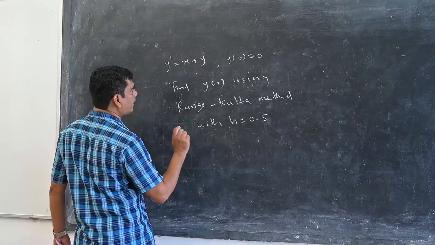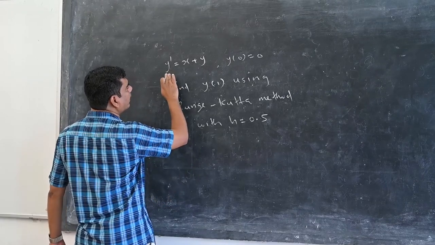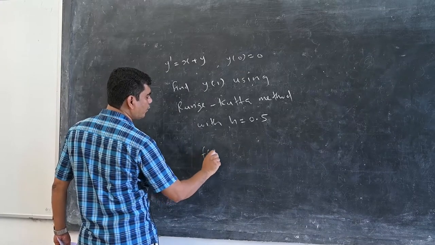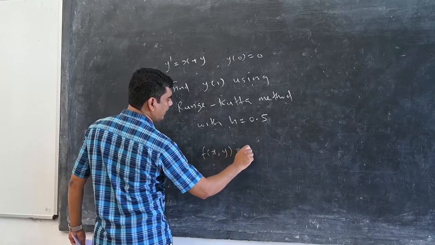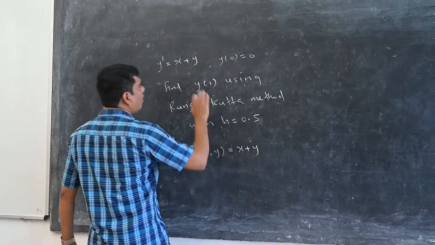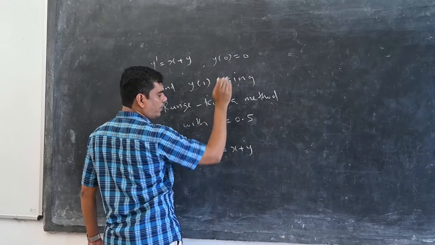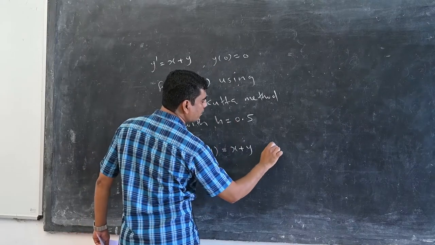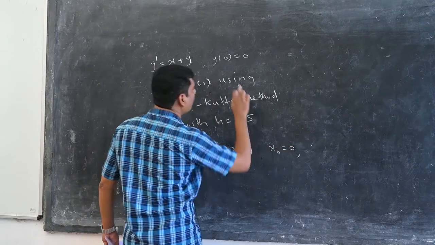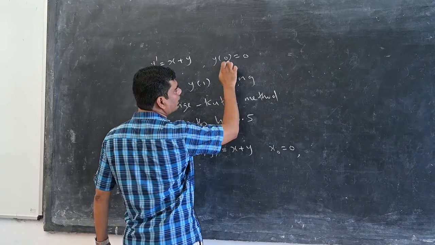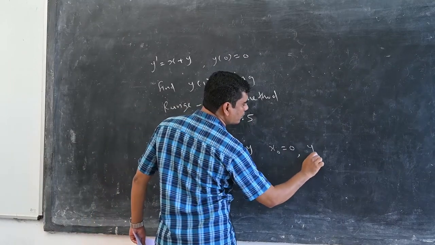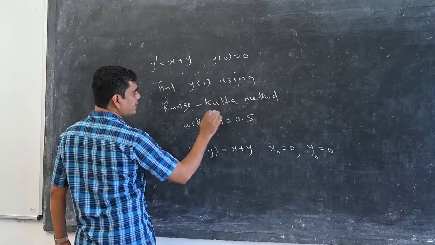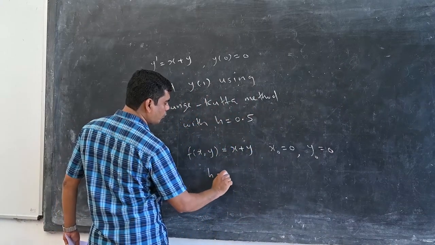So, here y derivative is f of x y. So, f of x y is equal to x plus y. y of x naught is y naught. So, x naught is equal to 0, and y naught is equal to 0. h is equal to 0.5.